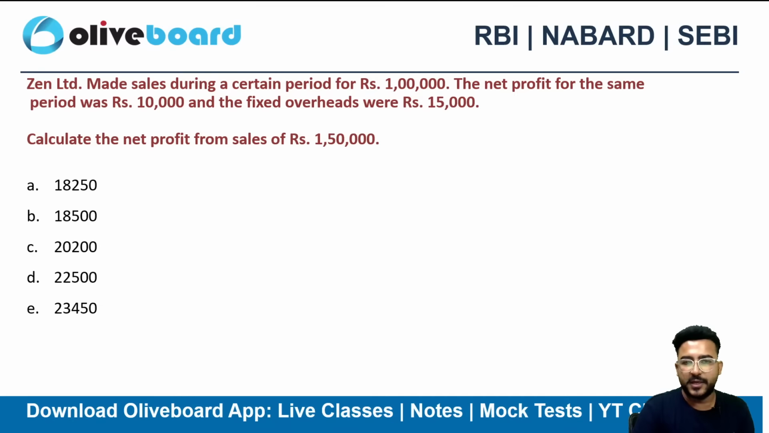Zen Limited made sales of 1 lakh rupees during a certain period. The net profit for the same period was 10,000 rupees and the fixed overhead is 15,000 rupees. Calculate the net profit from sales of 1,50,000. A numerical question. Sales 1 lakh, net profit 10,000, fixed overhead 15,000. What will happen if you start making the sale of 1 lakh 50,000?